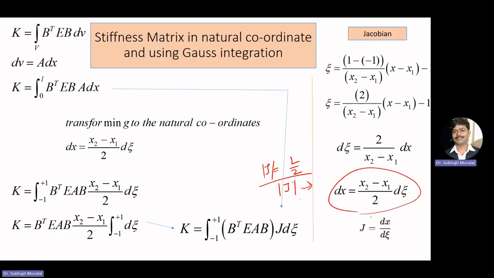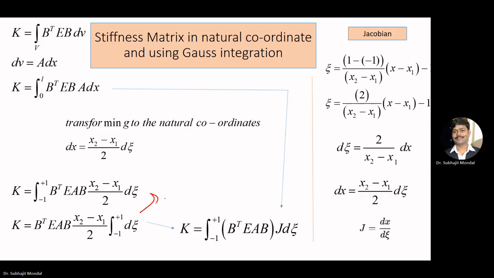That is the relationship. Okay, so now what we are going to do, we are going to write this equation in our natural coordinate system with the limit of -1 to 1, B transpose EAB. Instead of dx, we are getting the Jacobian times dxi. Now here, if you do the integration, what will be the value of it? It should be like this.